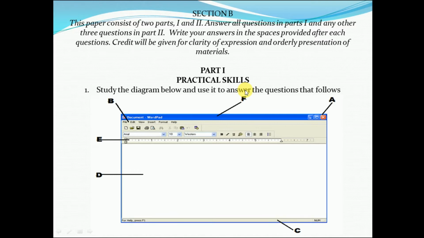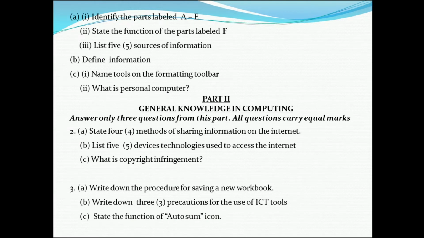Good. Let's move to the next question. List five sources of information. Are you ready? One, internet. Two, magazines. Three, music. Four, movies. Five, newspapers. Six, television or radio news. Then seven, books. So I've given you more so that you'll be able to get more answers and learn on your own. Let's move to the next question.